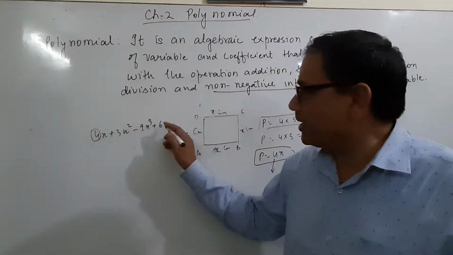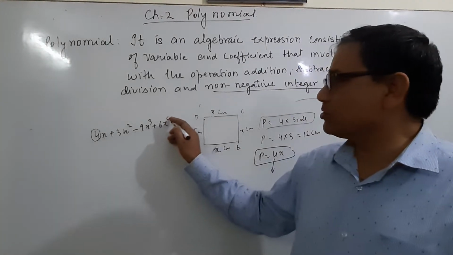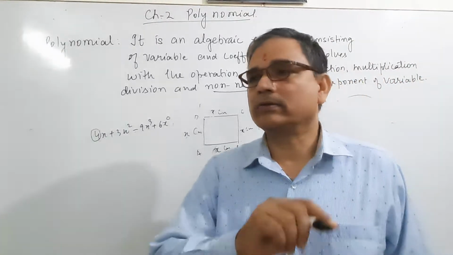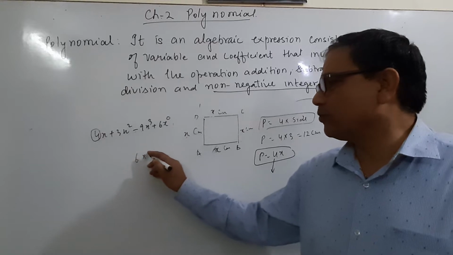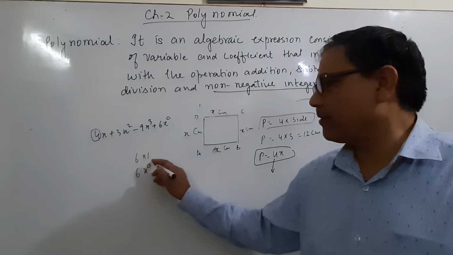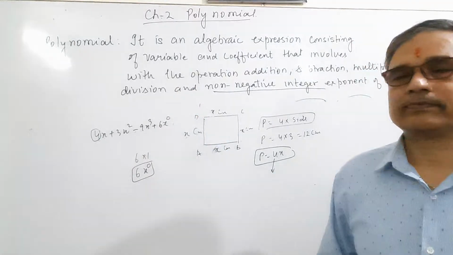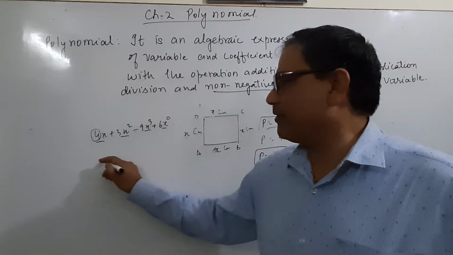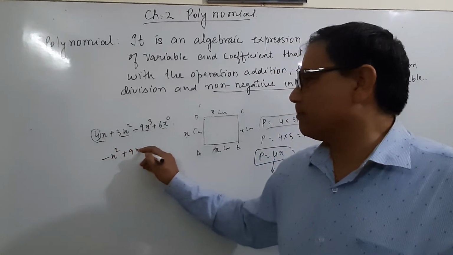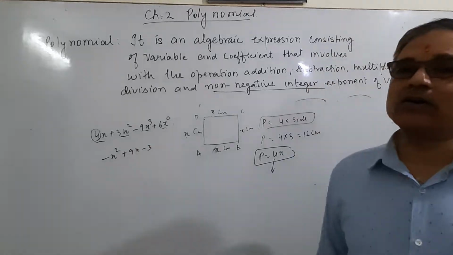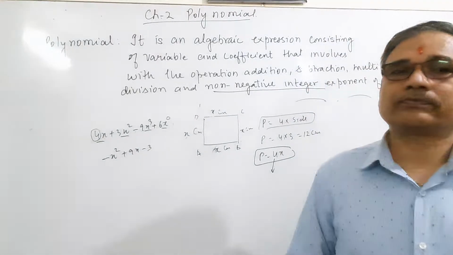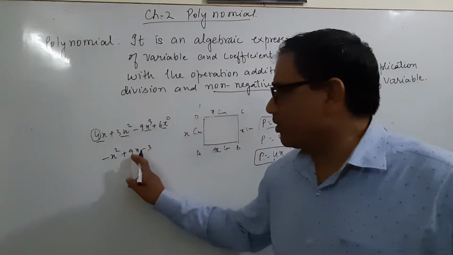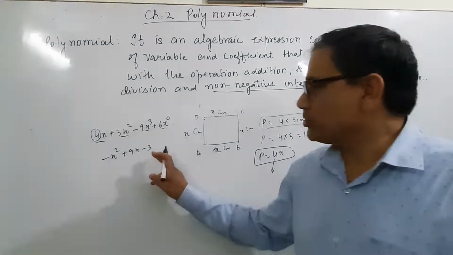And what is the power of x here with 6? The power of x is 0, and x power 0 is equal to 1. It means we can write 6 into 1, that is 6 x power 0. And these are the terms: 1, 2, 3, 4. If I have written minus x square plus 9x minus 3, then what is the coefficient of x square? The coefficient of x square is minus 1. The coefficient of x is 9. And the constant term is minus 3.